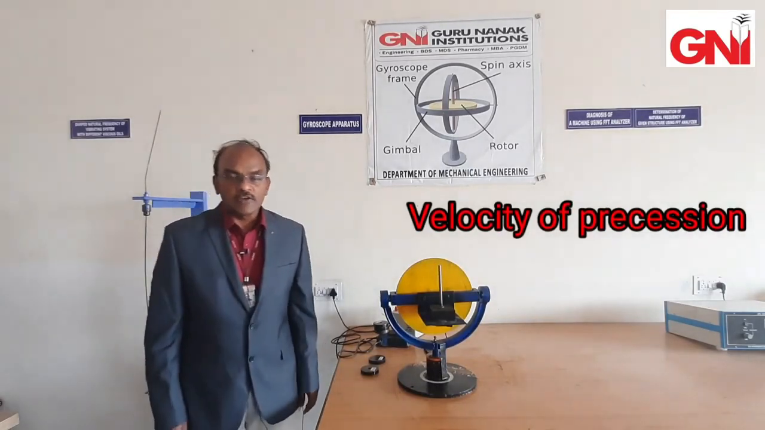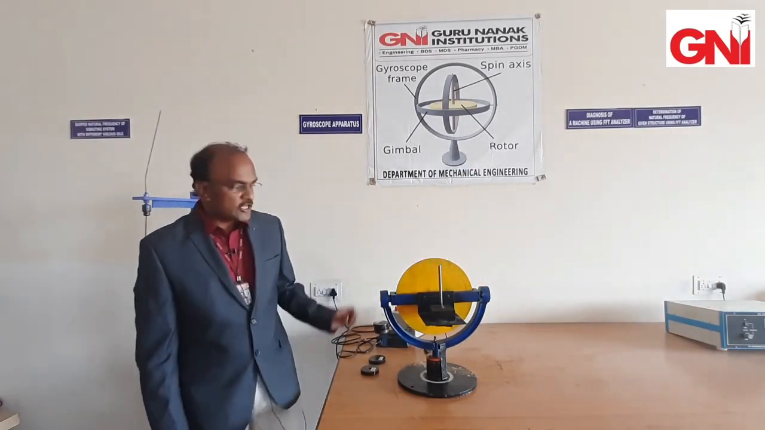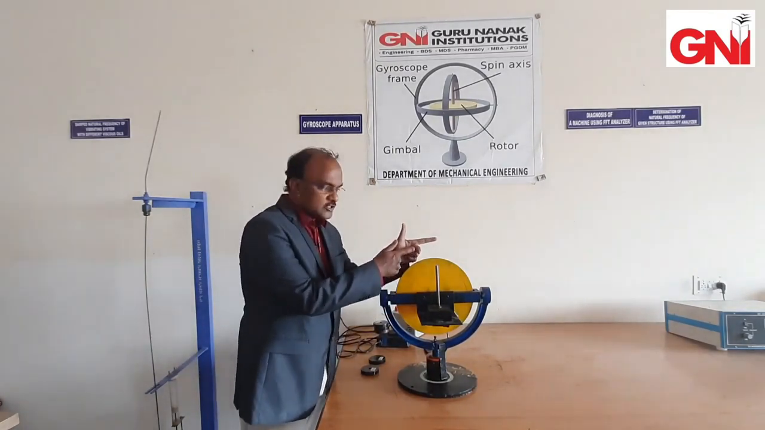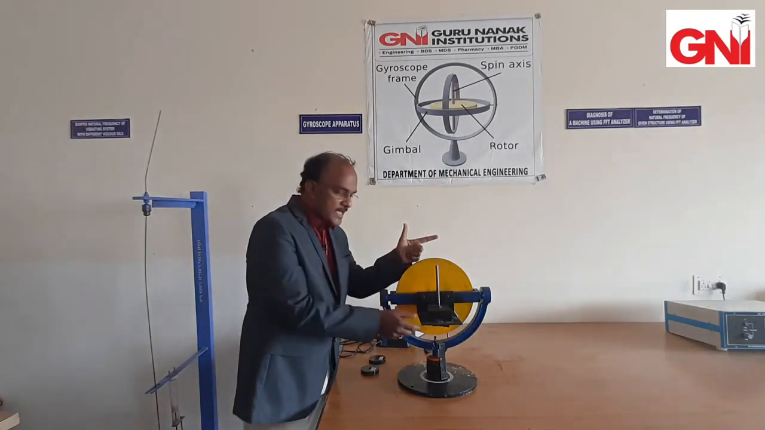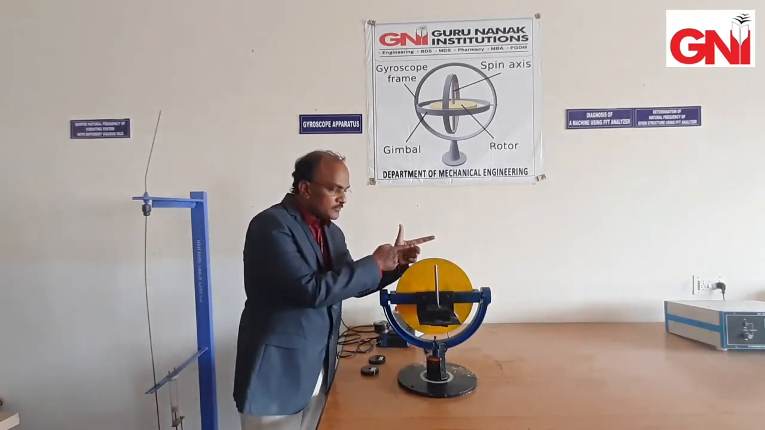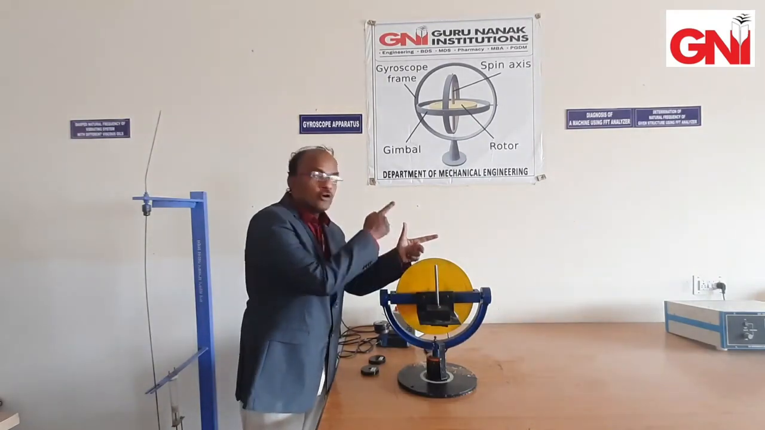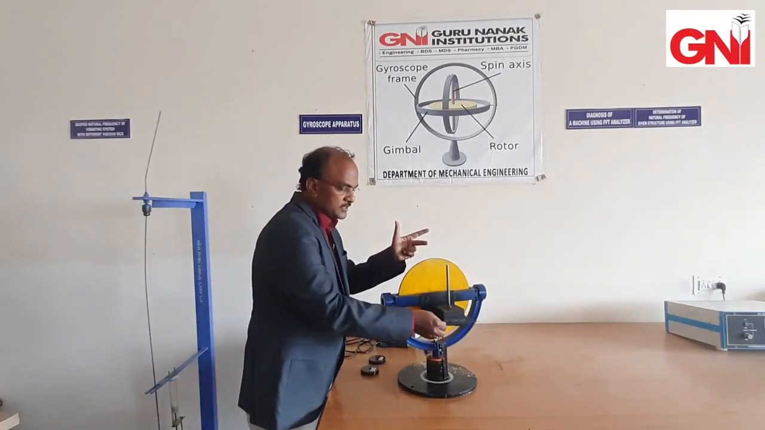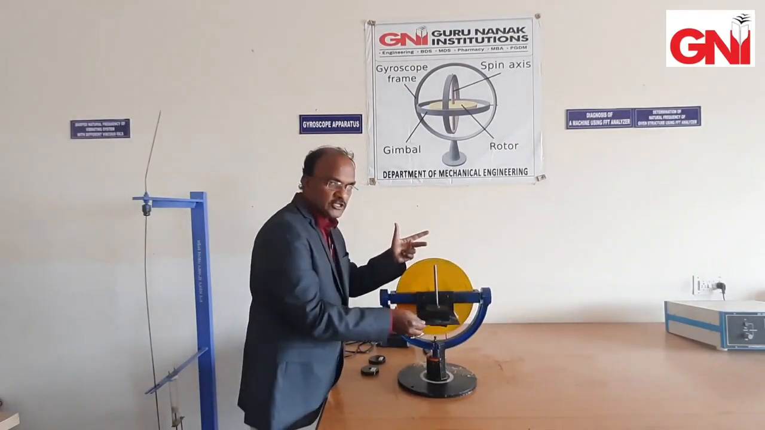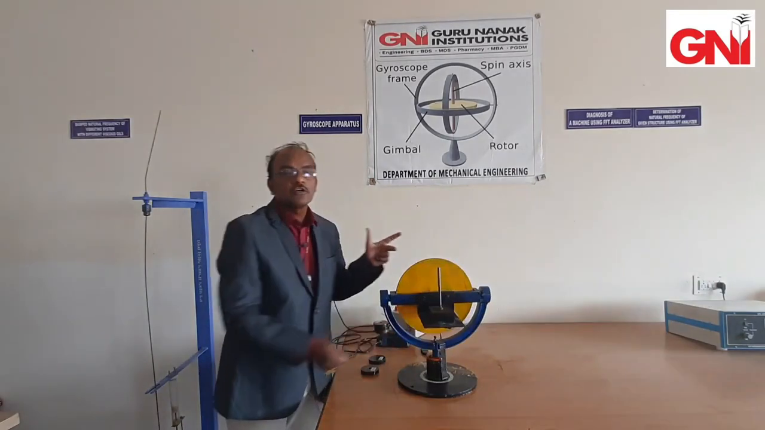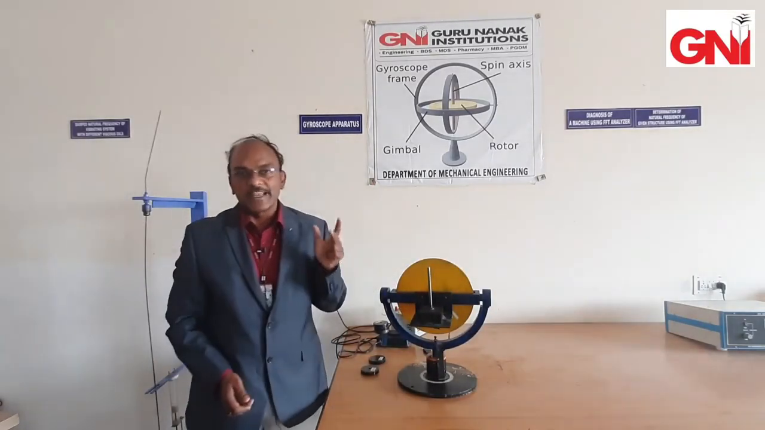Second one is angular velocity of precession. Here, this is the axis of spin, the x-axis. The rotation of this axis about the y-axis is called angular velocity of precession. The rotation of the x-axis about the y-axis. So the x-axis will rotate like this about the y-axis. So the axis of rotation of the rotor can rotate about the y-axis like this. This is called velocity of precession. It is generally measured in radian per second.